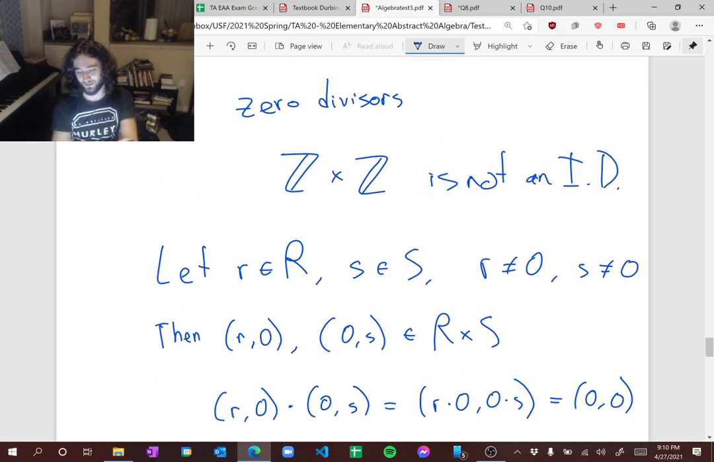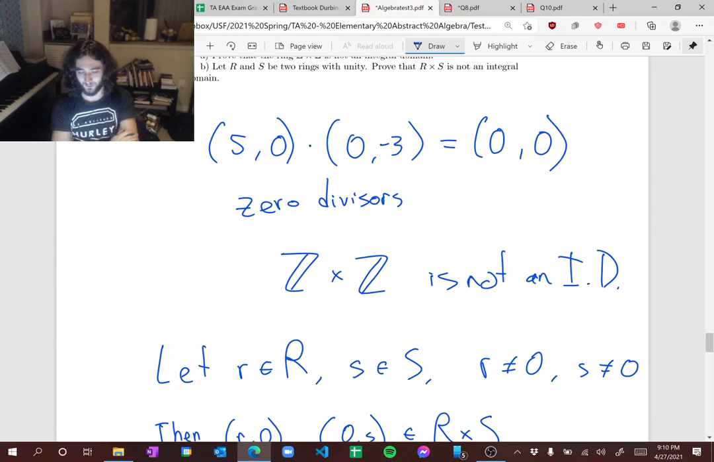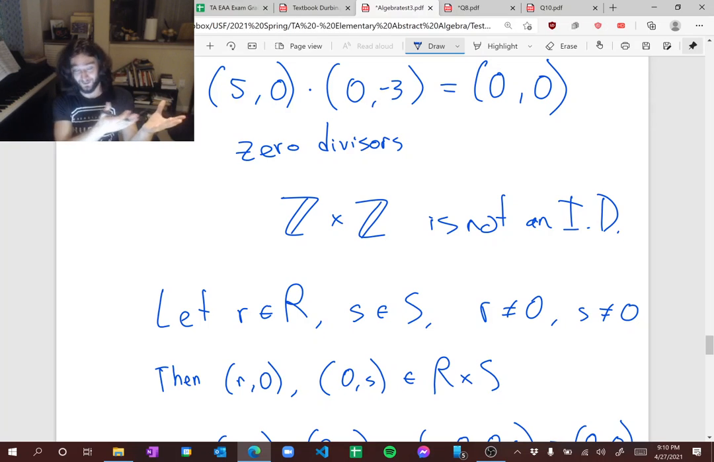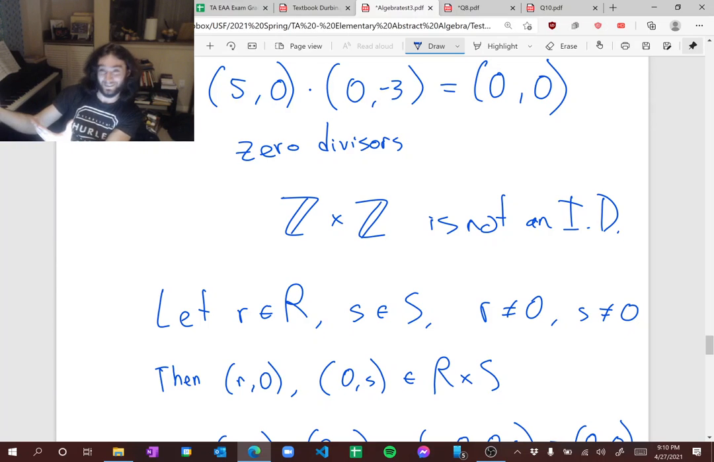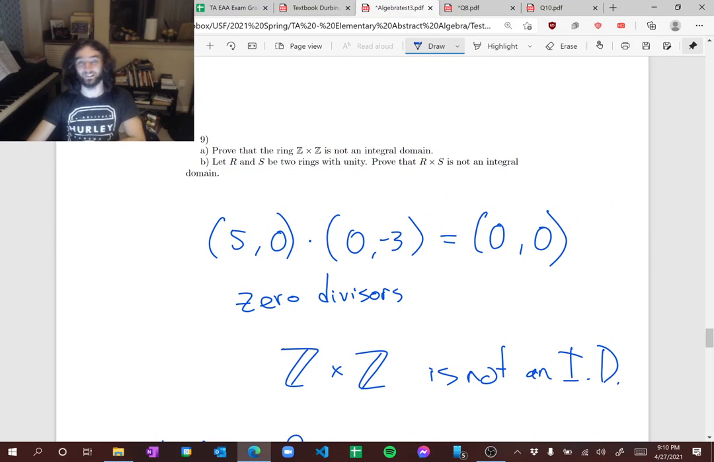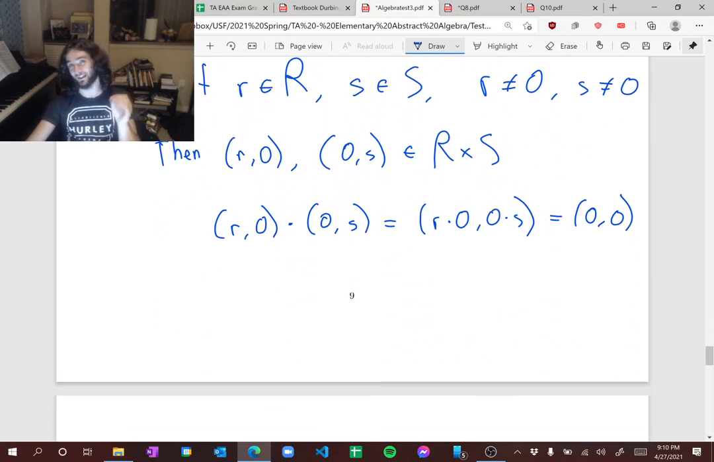So really you can see that the proof for the general R and S was really the same idea as for Z and Z. You just take anything with 0 and then 0 with anything, and you multiply those together and you get 0, 0. So it is never the case that the direct product of two rings is an integral domain. If you've got a direct product, then you can run into this problem with the components being 0, and so you have zero divisors.